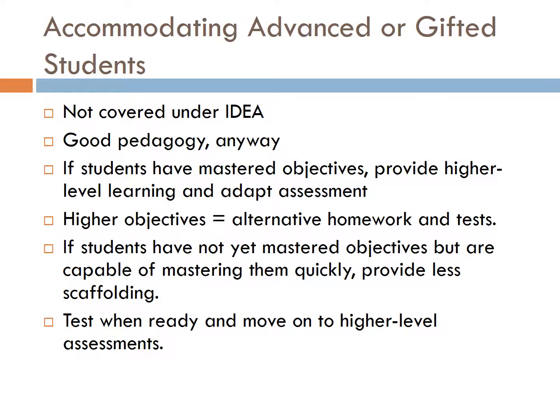If students have not yet mastered your learning objectives, but are capable of mastering them quickly, what you can do is move them quickly through it and provide less what we call scaffolding. So what would that look like? It might be fewer instructions, it might be more independent work, and so they gradually have to master the learning objectives, but maybe they get a little less help. Once they've mastered the learning objectives, put them into something harder, and then provide that assessment for the harder material. Test when they're ready, instead of lockstep, and move on to higher level assessments.